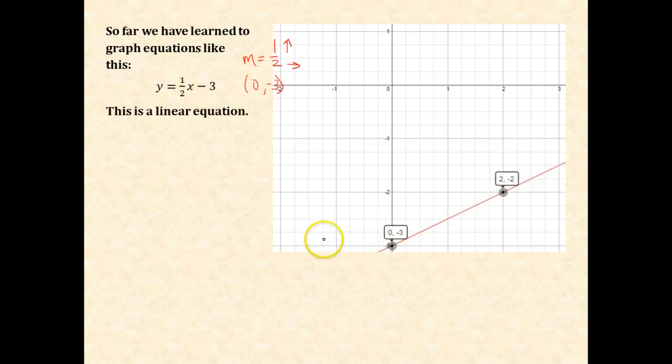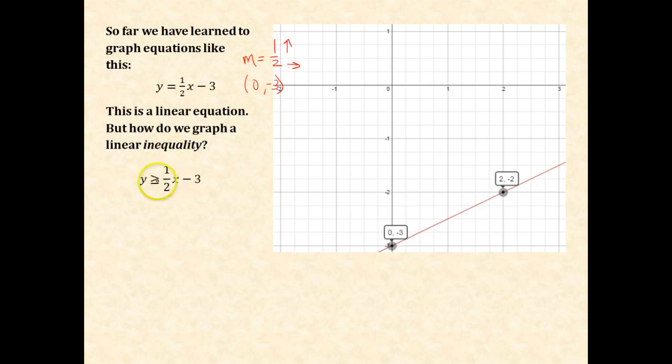So what happens when we're not just using a linear equation? The equal sign means equation. What do we do if it's a linear inequality? Like this, y is greater than or equal to 1/2 x minus 3. We're still using the same kind of formula over here to define the regions.